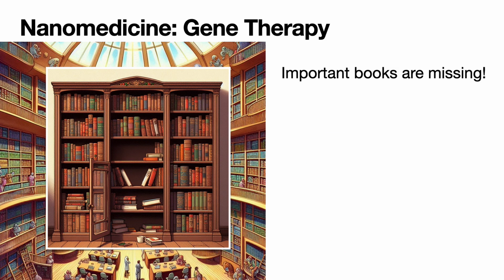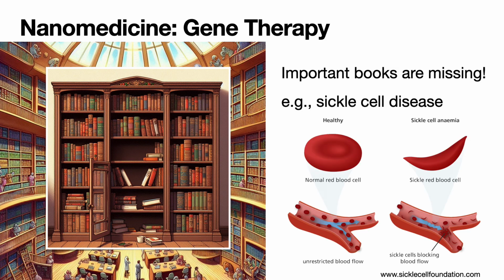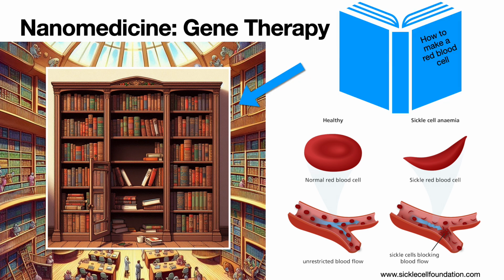For instance, patients with sickle cell disease are not able to make correct red blood cells. They look like these cells on the right-hand side. And these cells get stuck in the bloodstream, causing immense pain. Why not put a book into the library of cells, showing them how to make a correct red blood cell?